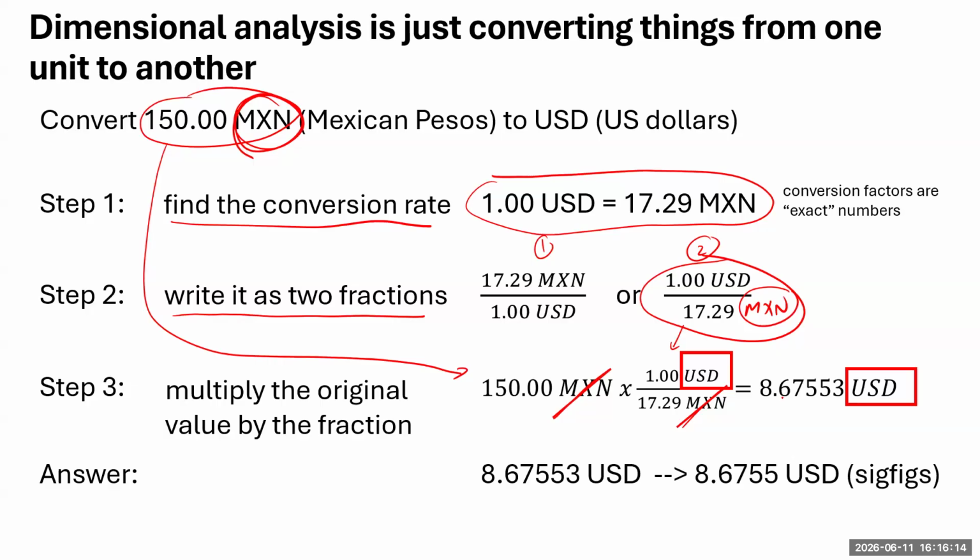That gives us 8.67553 US dollars. But this is 1, 2, 3, 4, 5, 6 sigfigs. Here are only 5 sigfigs, so we have to cut it off here. And then this is our answer, 8.6755 US dollars. And this is 5 sigfigs. All right, so that's our answer.